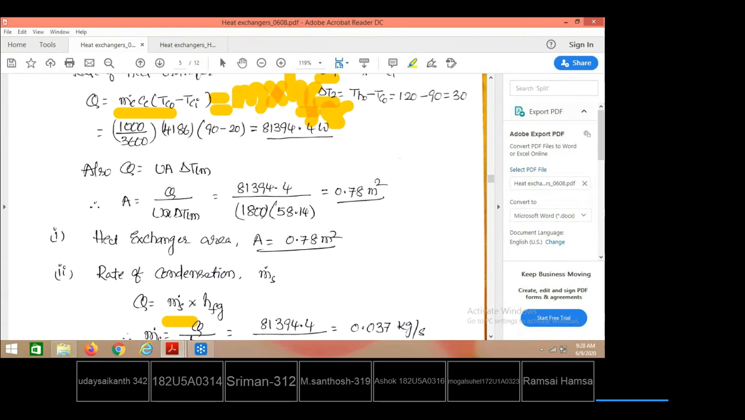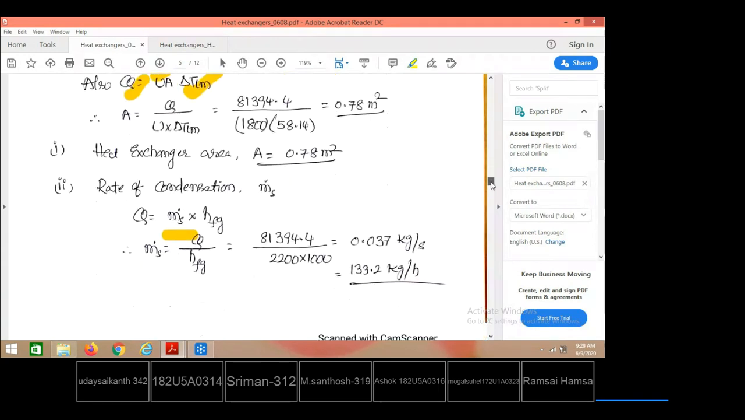We have also estimated Q equal to UA into delta Tm. U is given and Q is calculated, so we can decide the area of the condenser required. Then the rate of condensation: since Q equals m dot into hfg, m dot is calculated as 0.037 kg per second. That means every second this much vapor condenses. If you feel this is a small value, convert it to per hour by multiplying by 3600.